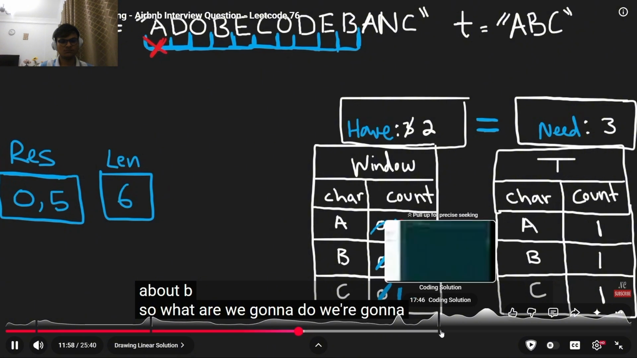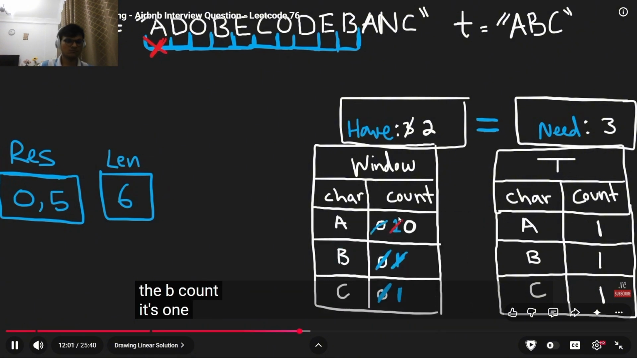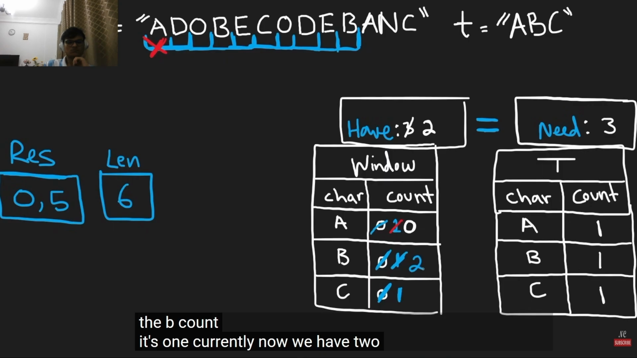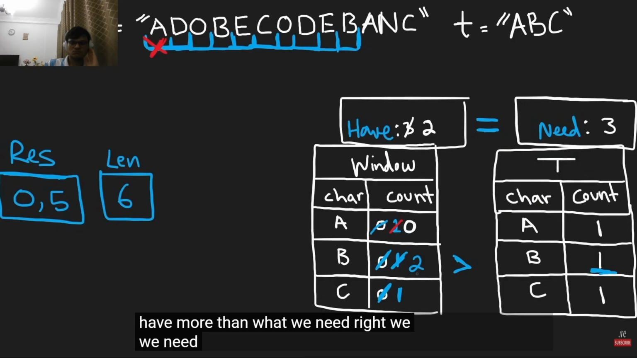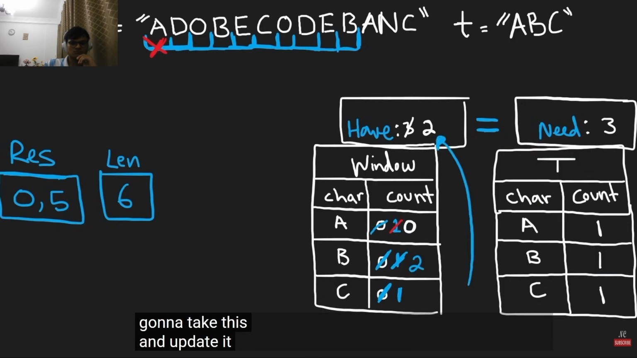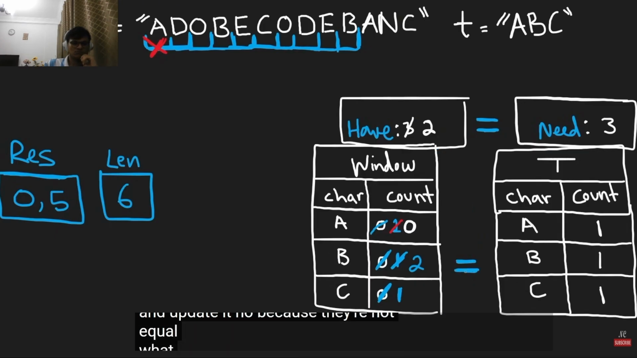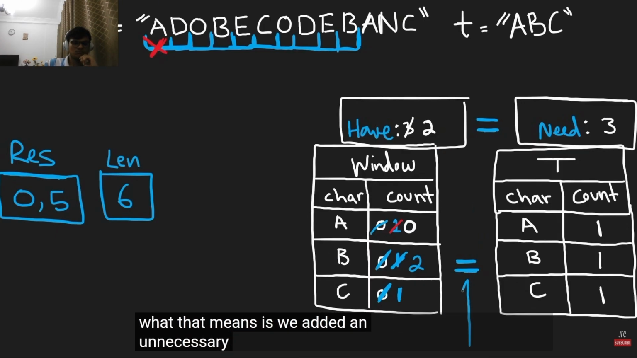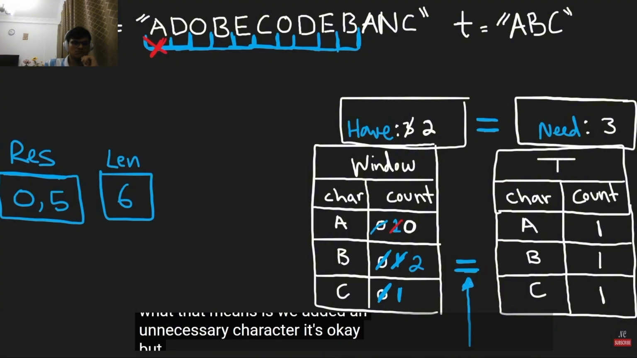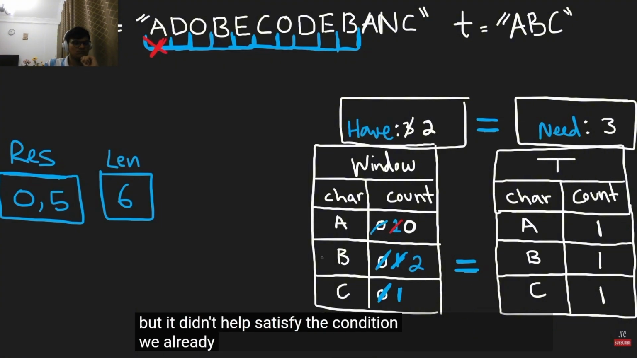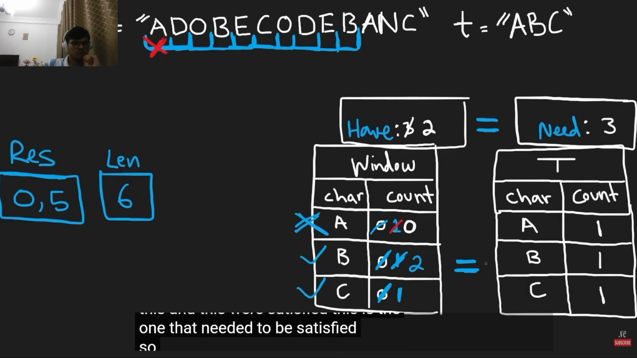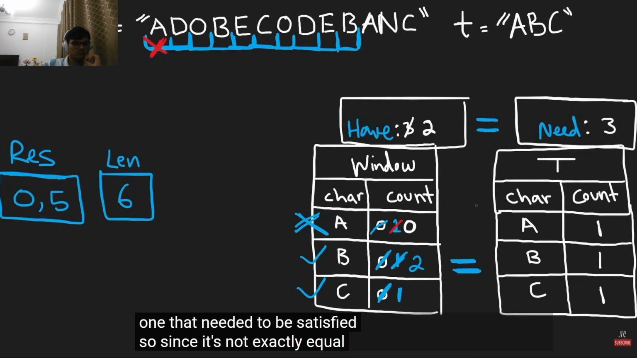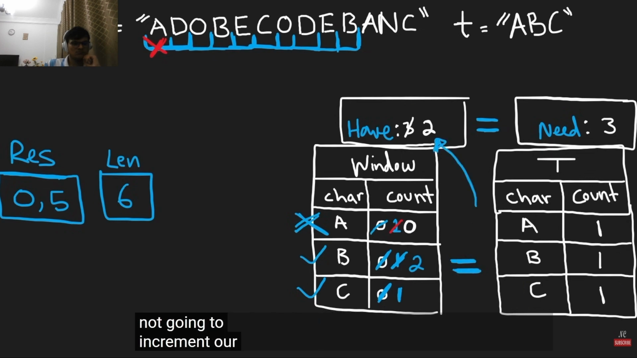So what are we going to do? We're going to take the B count. It's 1 currently. Now we have 2. Now that's great because we actually have more than what we need, right? We need 1, but we have 2. So am I going to take this and update it? No, because they're not equal. What that means is we added an unnecessary character. It's okay, but it didn't help satisfy the condition. We already know this and this were satisfied. This is the one that needed to be satisfied. So since it's not exactly equal, we're not going to increment our have count.